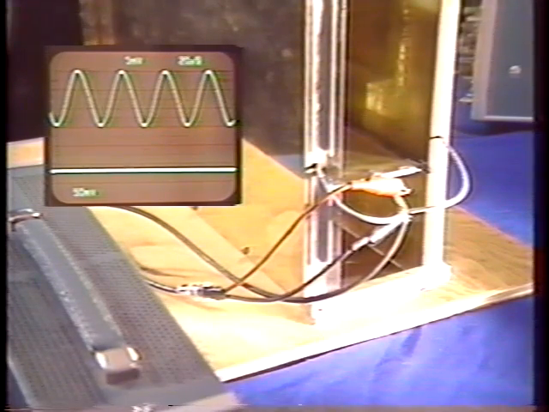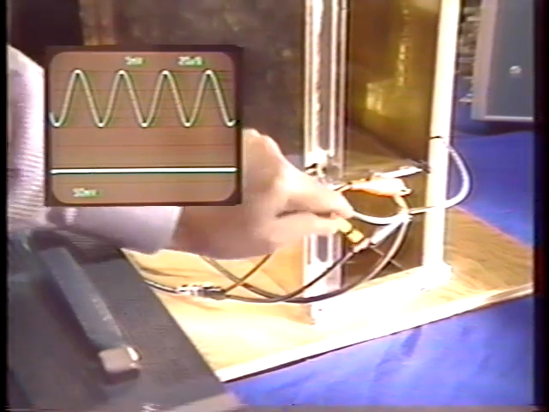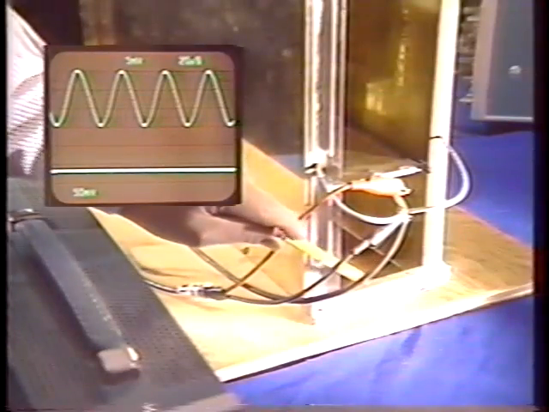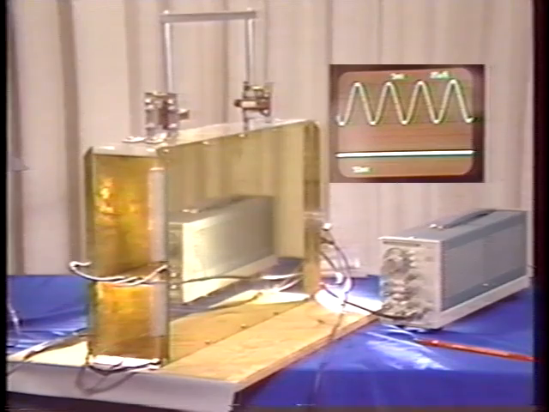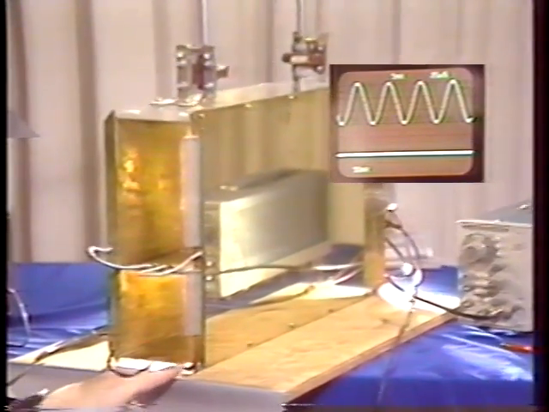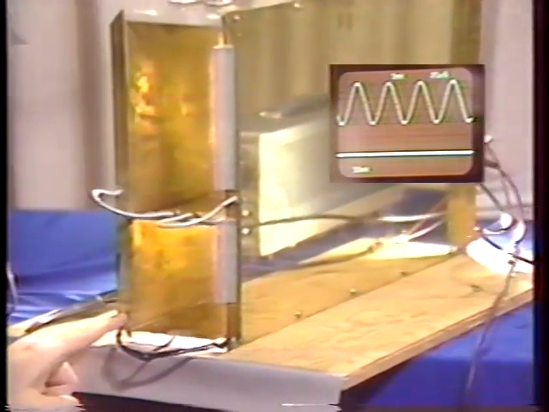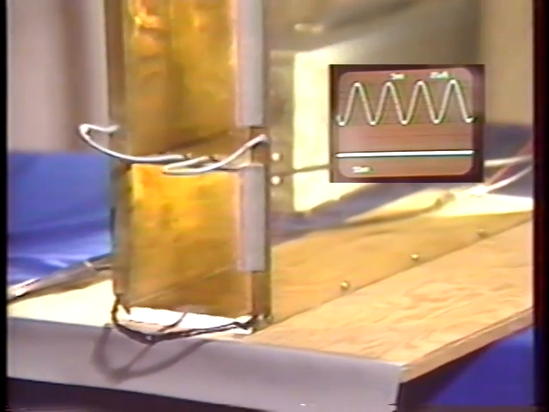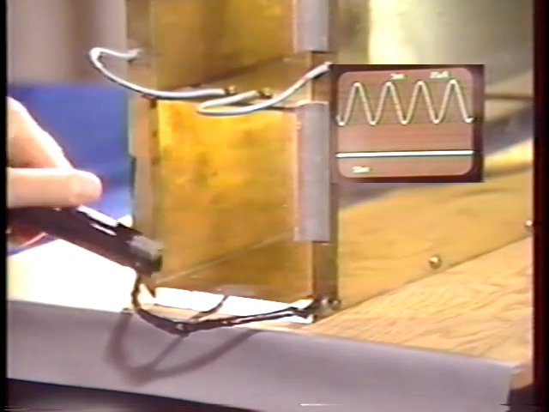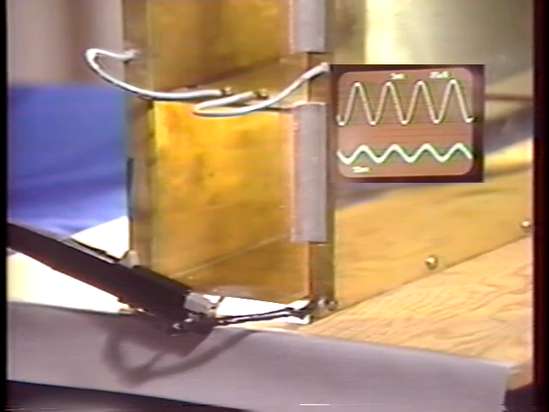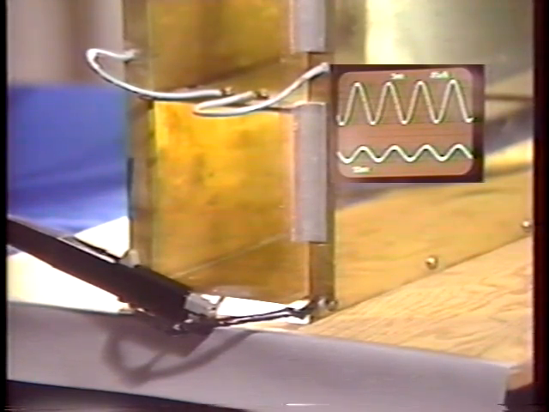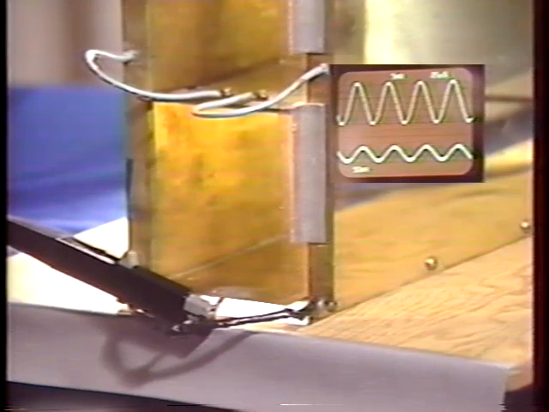Here at the back, the bottom plate is shorted to the sidewalls. It is also shorted at the front through these wires. We measure the current induced in this electrode by means of this current probe. The lower trace on the scope represents the output current from the probe. It represents the net current induced in the lower electrode.